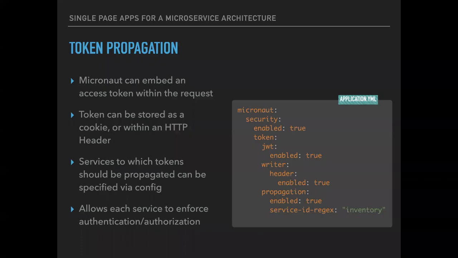Configuring token propagation with Micronaut Security is as simple as adding the configuration I'm showing right here. So simply specify that you want propagation enabled, and you can specify via regex what services you want to participate in token propagation, and you can tell Micronaut where the token is going to go. It's going to be written to the header, or is it going to be written to a cookie, and that can be configured as well.